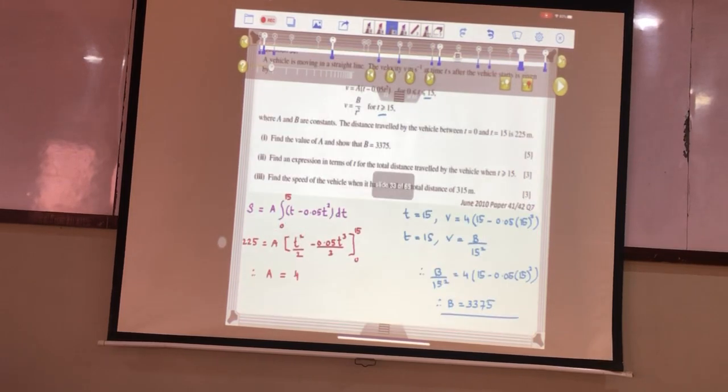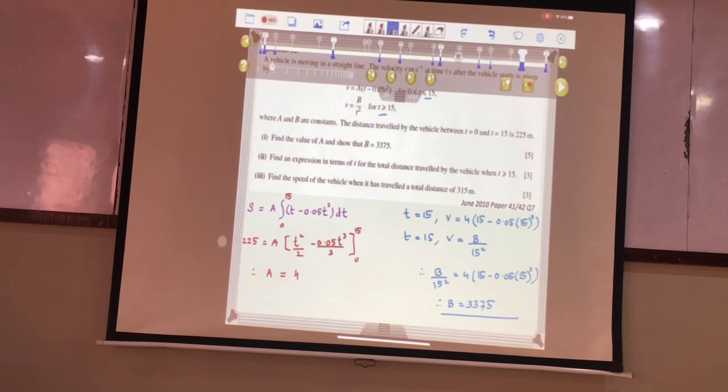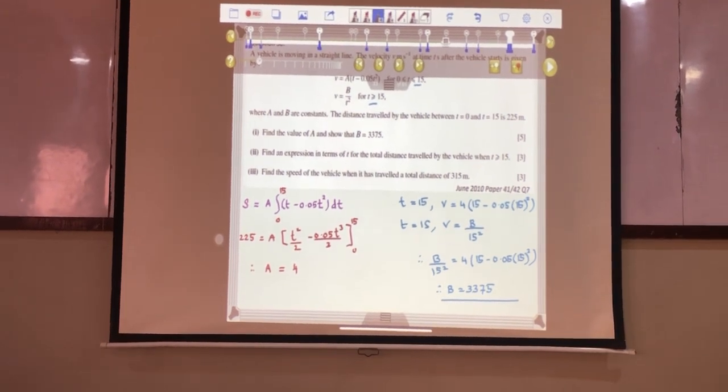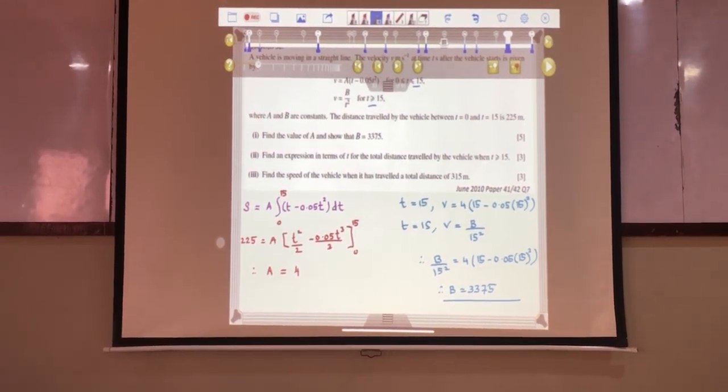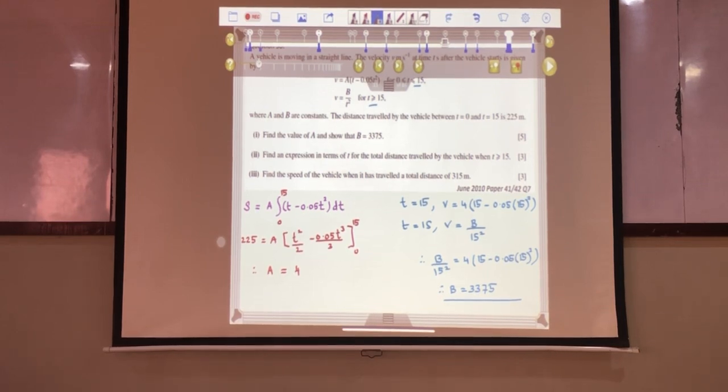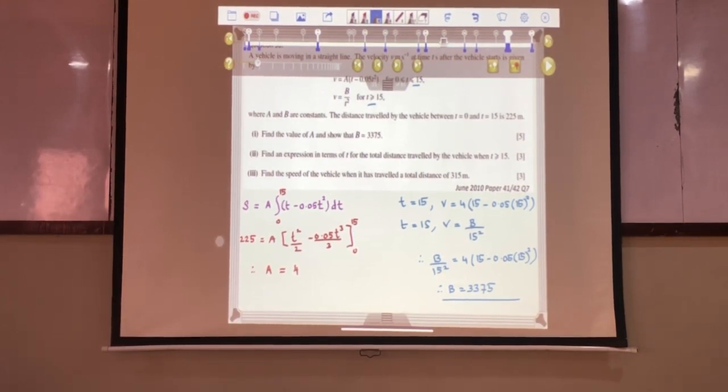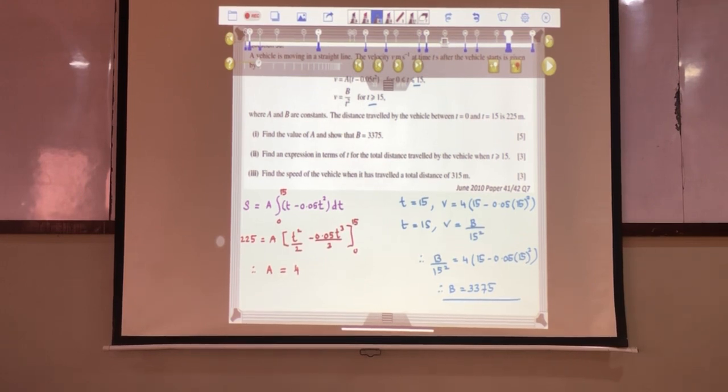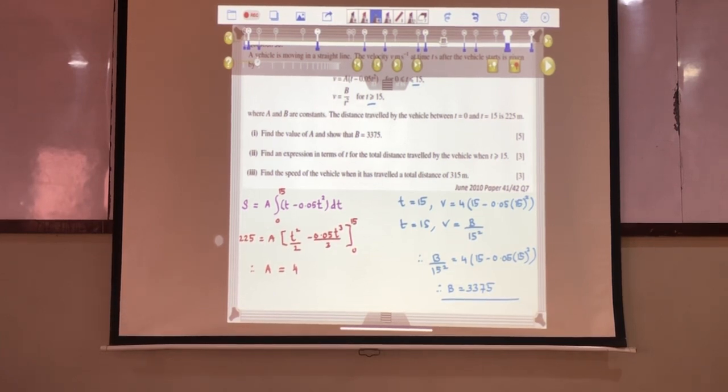Now, what is it asking? It's asking to find the speed of the vehicle when it has traveled a total distance of 315 meters. We know that the first expression is giving us a total distance of 225 meters in the first 15 seconds. That means 315 would be covered using the second expression.